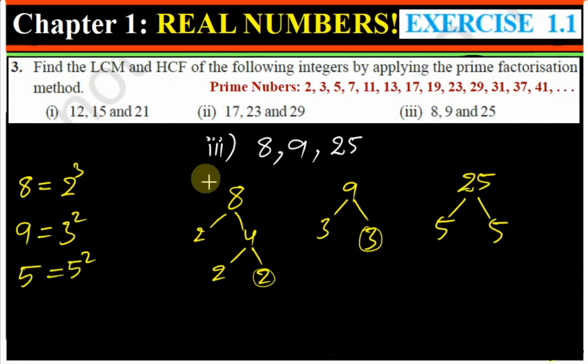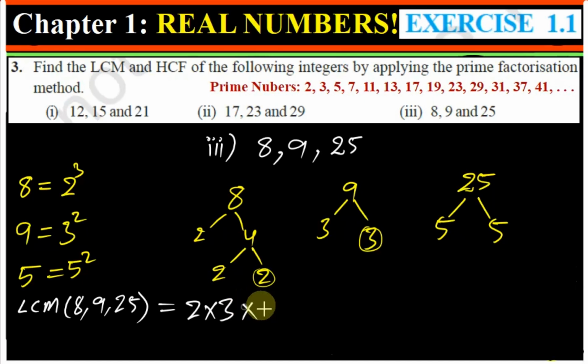Okay, now let's write the LCM and HCF. LCM of 8, 9 and 25. For the LCM we write all the prime numbers that are present here. 2 is there, 3 is there and 5 is there. Now we have to apply the highest power. The highest power of 2 is 3 here, the highest power of 3 is 2, and the highest power of 5 is 2. So we have to multiply and solve it. 2 cube is 8, 3 square is 9, 5 square is 25. There are no common factors, so we just multiply all these numbers directly. What will you get? 8 into 9 into 25 is equal to 1800.